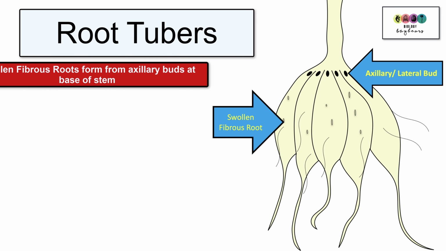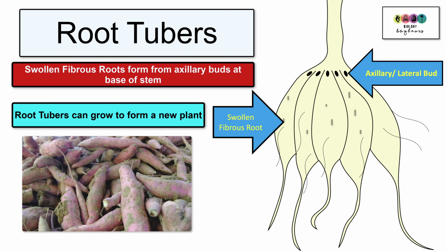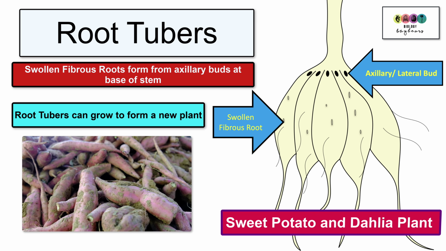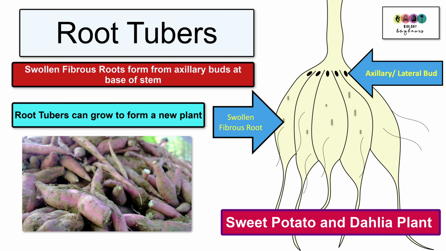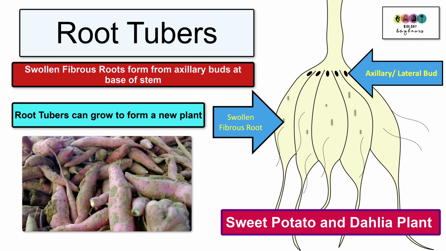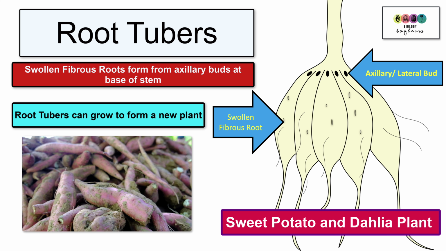Some plants can form root tubers. This is when swollen fibrous roots form at the base of the stem, and each one of these fibrous roots has formed from an axillary bud at the base of the stem. So the main plant will die away, and these swollen roots with this associated axillary bud can give rise and grow into a brand new plant. Examples of plants that form root tubers are sweet potatoes and the dahlia plant.